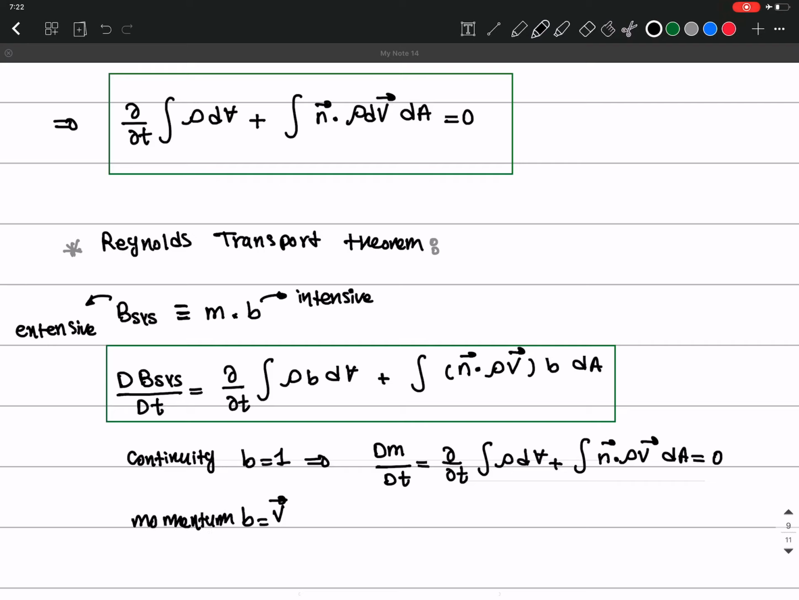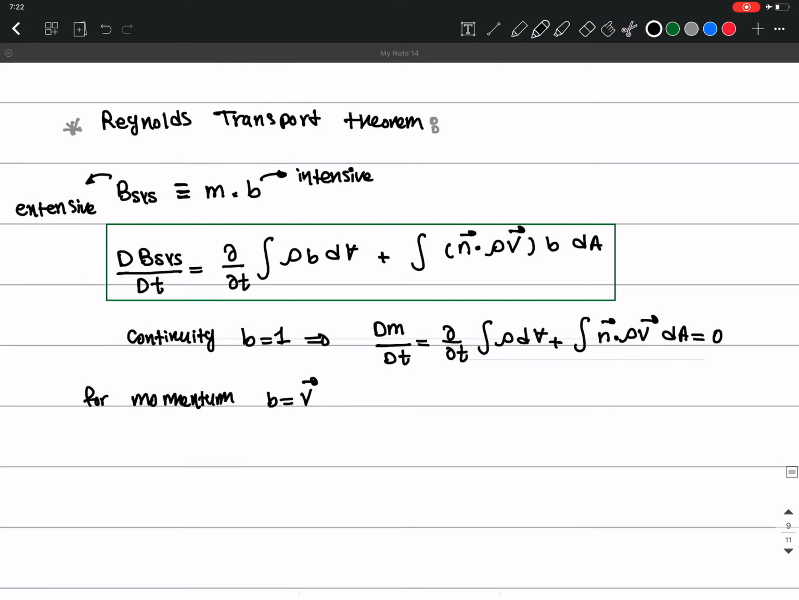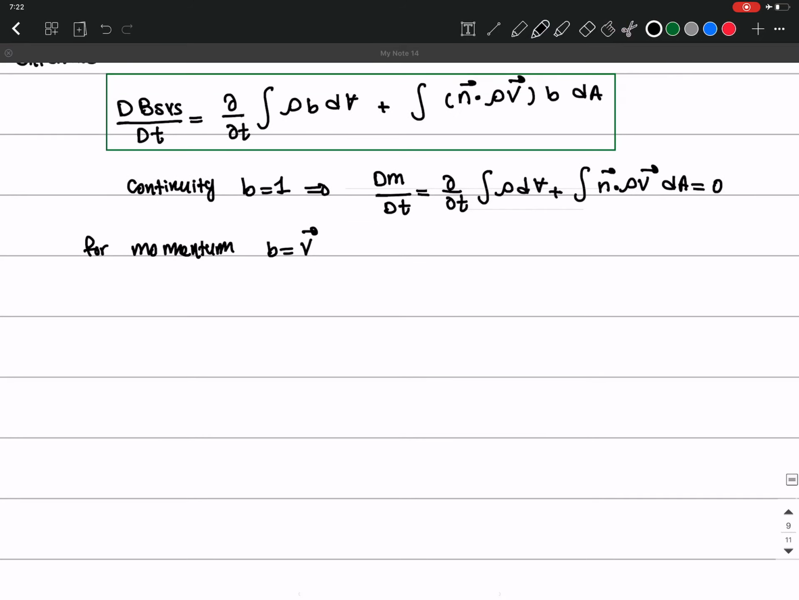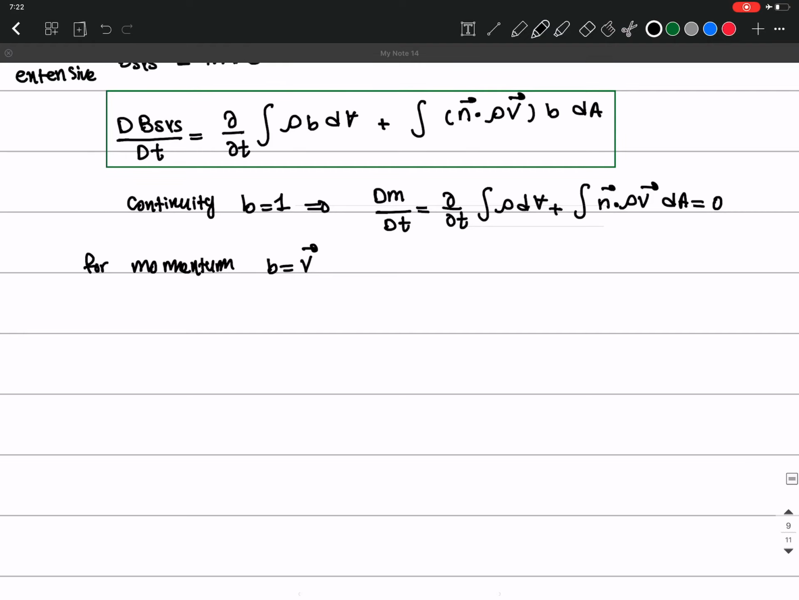Okay. So for momentum, b equals to V. Okay, so I'm going to derive it another way, and then you can check it yourself using this Reynolds transport theorem. So I'm going to derive a momentum equation again from first principles, but you can derive it using this Reynolds transport theorem as well. So the next topic is the momentum equation in integral form.